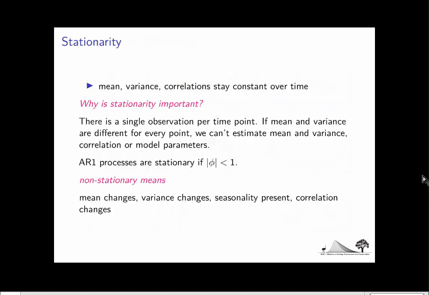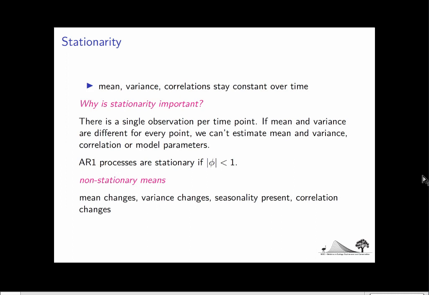Okay, so here stationarity means your mean, variance, correlation, all of these statistical quantities stay constant over time. Statistics will always estimate covariances, variances, means, everything is a mean of something. The average deviation from a mean is the variance, for example.